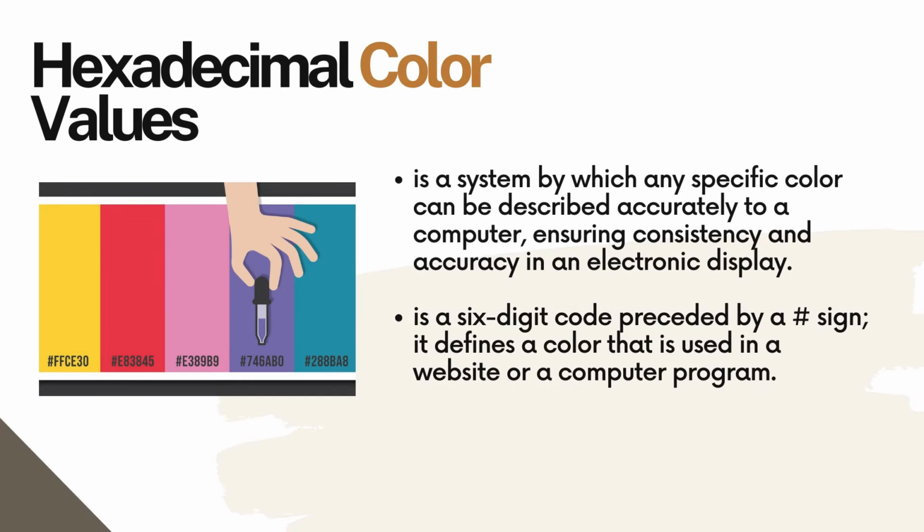Hexadecimal color values is a system by which any specific color can be described accurately to a computer, ensuring consistency and accuracy in an electronic display. It is a 6-digit code preceded by a hashtag sign. It defines a color that is used in a website or a computer program.